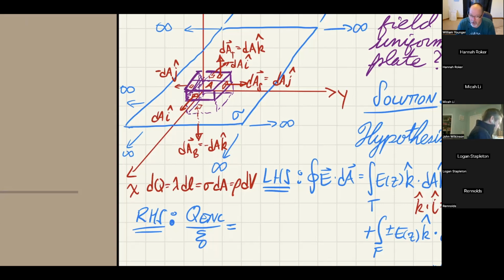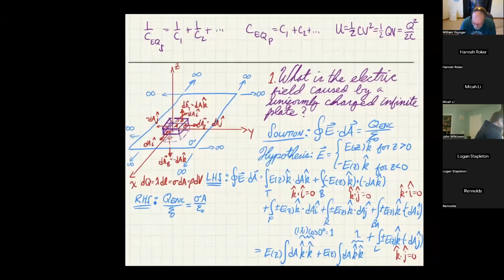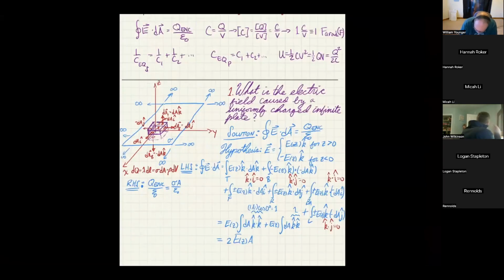So I also made a point to tell you that the area there was A. So clearly, what you're supposed to say is Q enclosed is sigma A. And then the right-hand side just becomes sigma A over epsilon naught. So now we have the right-hand side and the left-hand side solved. So I'm going to say left-hand side equals right-hand side.